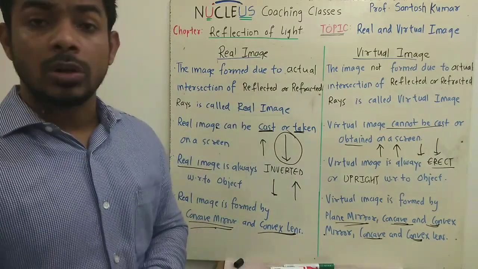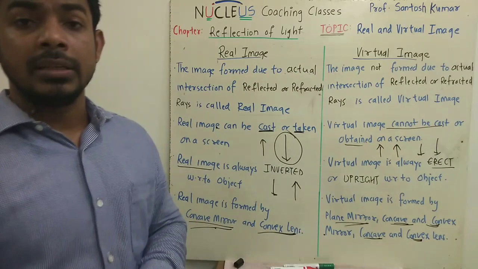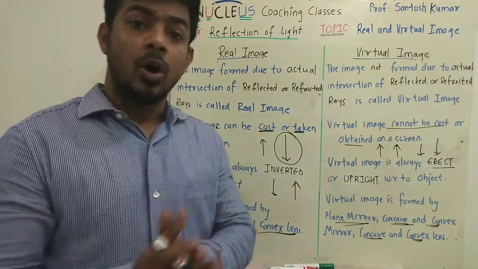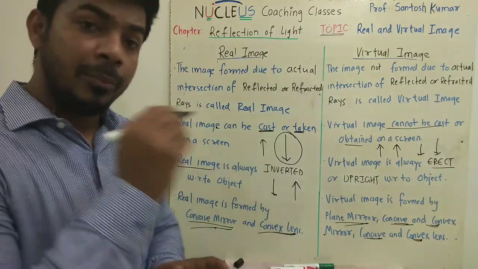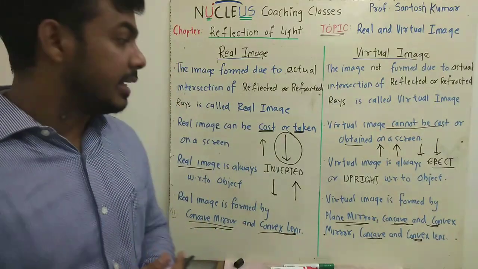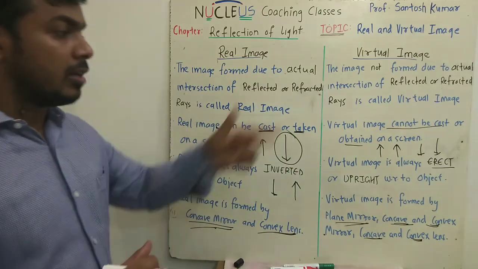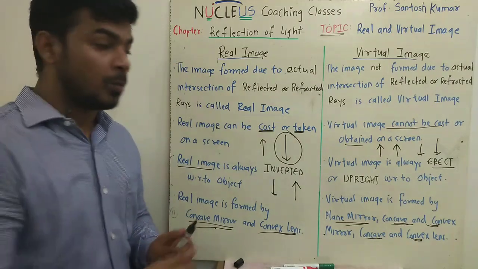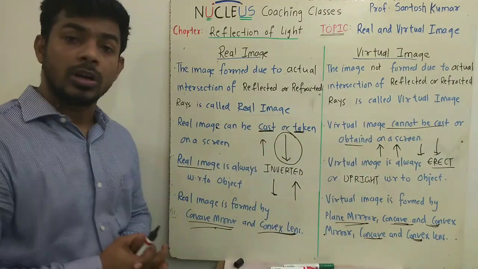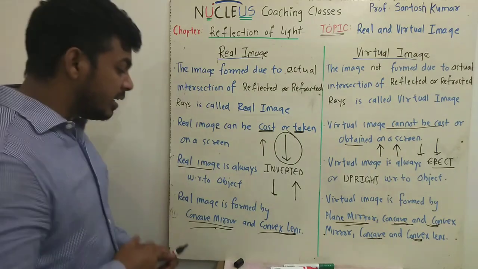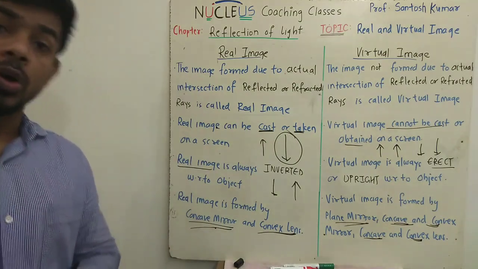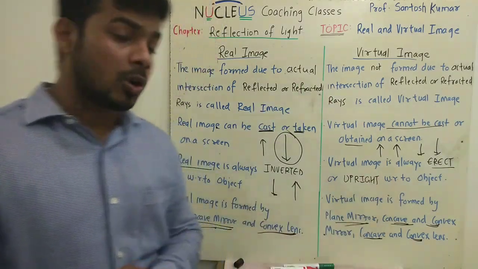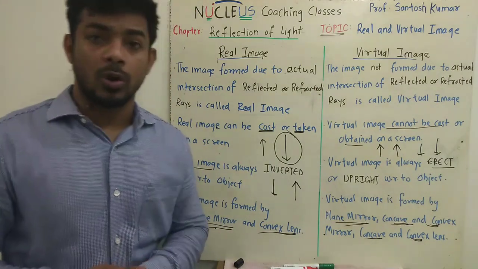So remember, a real image is the image formed due to the actual intersection of the reflected rays or the refracted rays, and for a virtual image, the rays after reflection or refraction appear to meet, or they do not actually meet and we make them meet by extending the rays. A real image can be cast on a screen, whereas a virtual image cannot. A real image is always inverted with respect to the object, whereas a virtual image is always erect or upright. To obtain a real image, we can use a concave mirror or convex lens, whereas to obtain a virtual image, we can use a plane mirror, concave or convex mirror, as well as a concave or convex lens. Thank you.